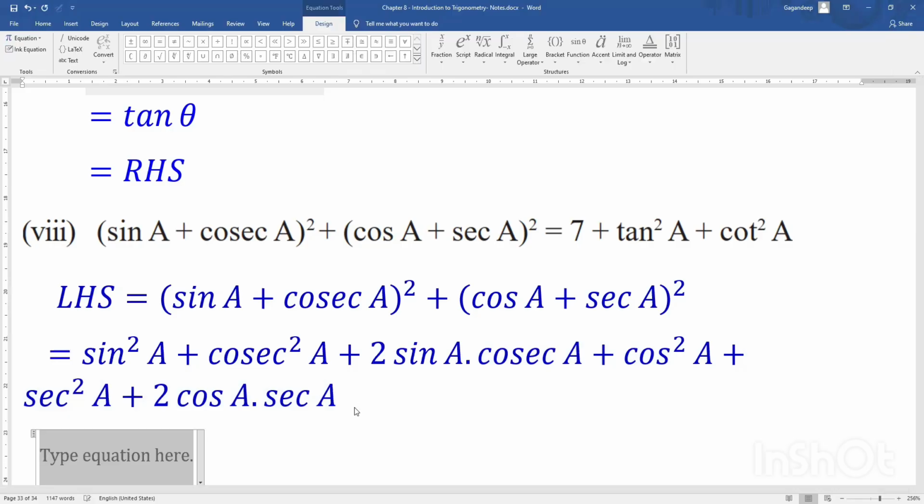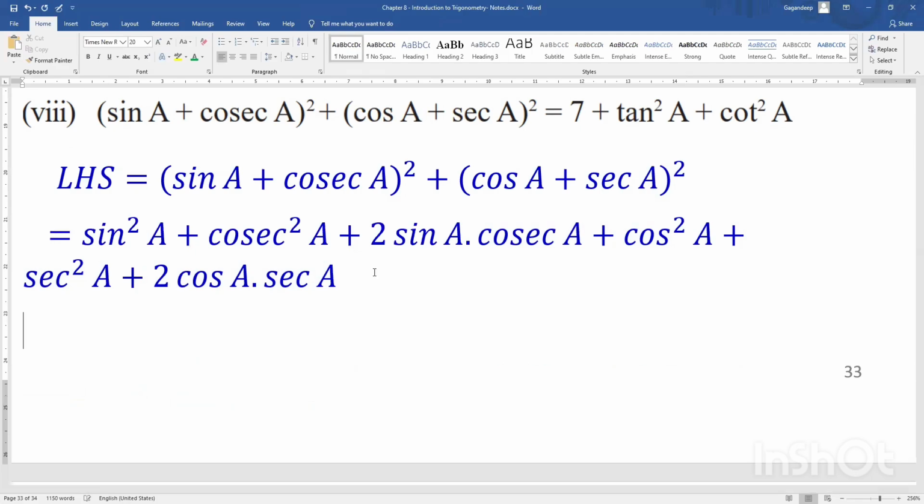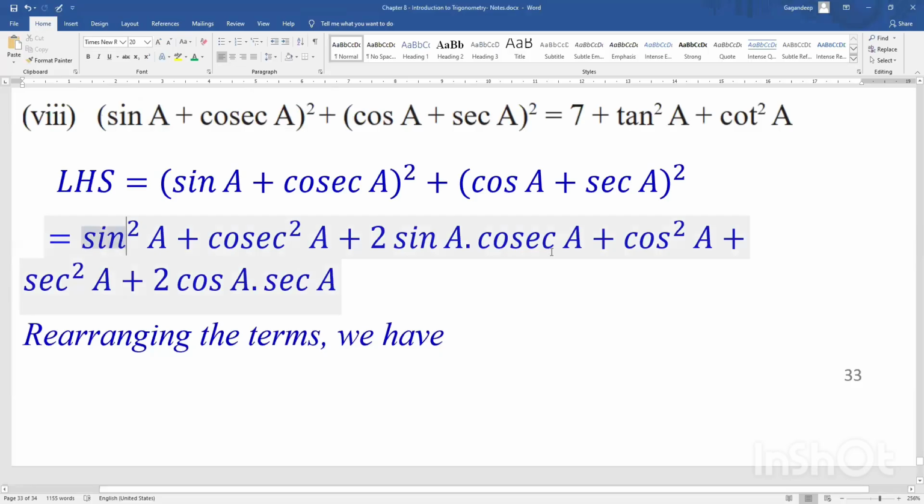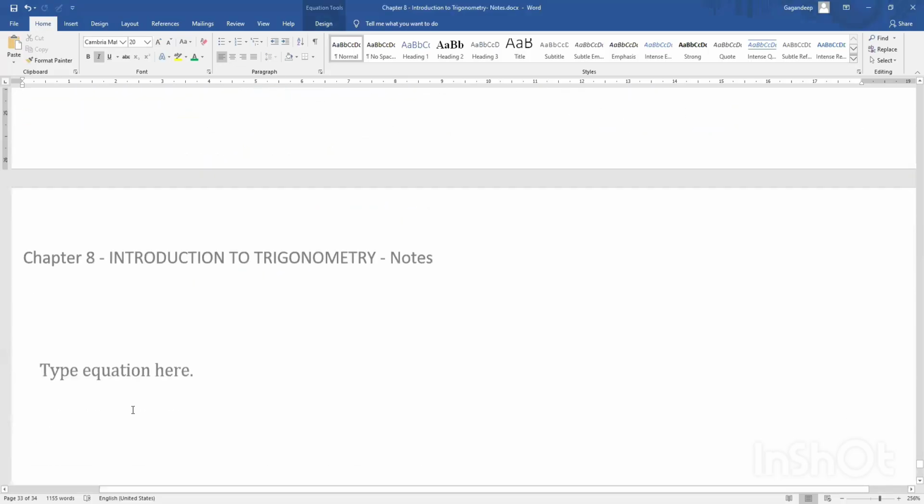Next, I'm going to rearrange the terms. So let me write it. Rearranging the terms, I'm going to write the sin square A and cos square A together in my next step.